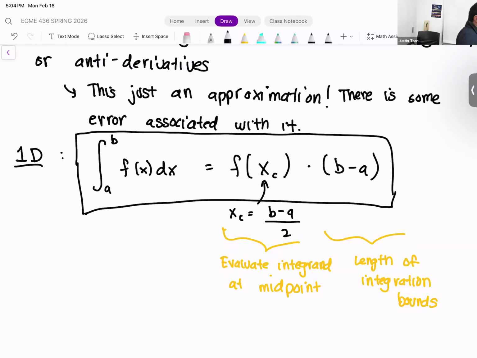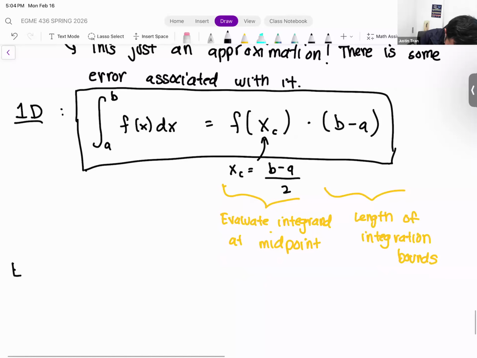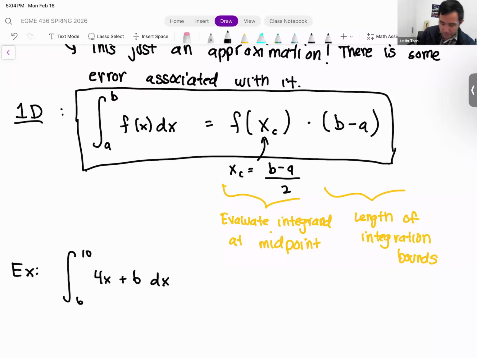All right, so I'm going to do a quick example just to show you that this works. This is one of the few things I can actually show you an example of today. When you first see the trapezoidal rule, as well as all the other numerical integration techniques, there is some skepticism associated with it. Although if you're familiar with the concept of a Riemann sum, this is essentially that, but a lot simpler. All right, so let's take the integral from 6 to 10 of 4x plus 6 dx. We're going to evaluate this integral using the normal way and the trapezoidal rule way.